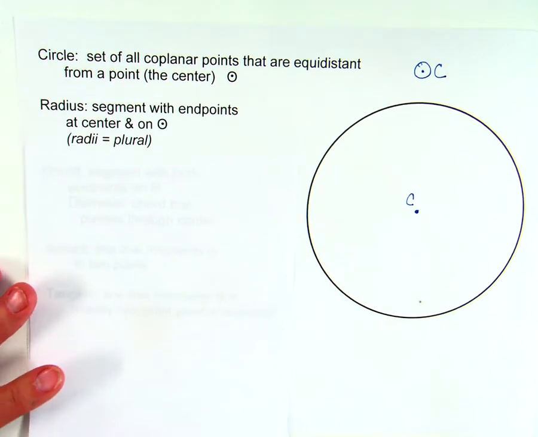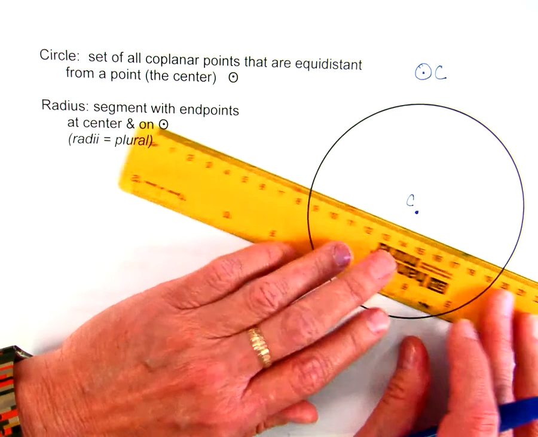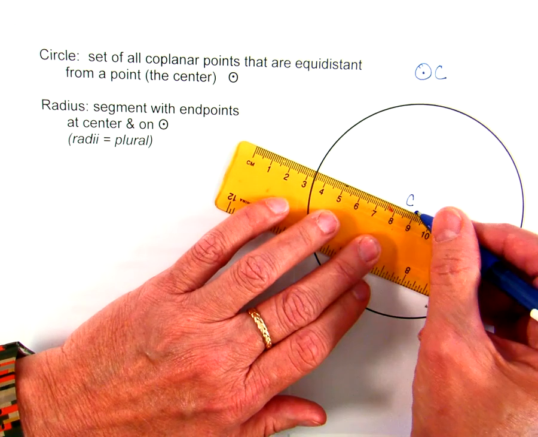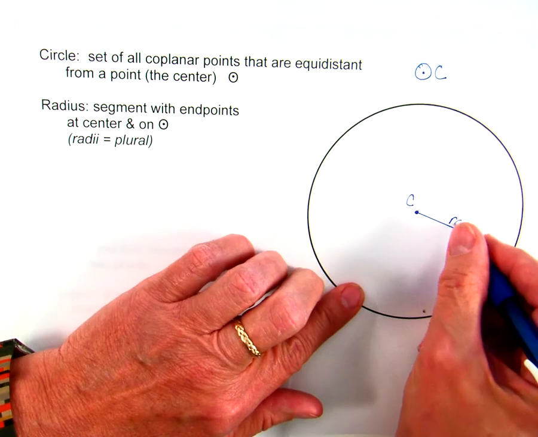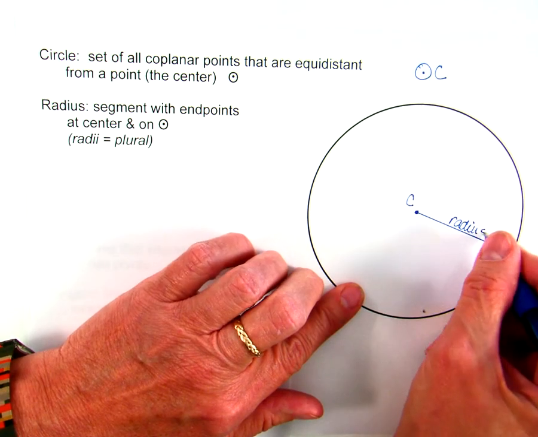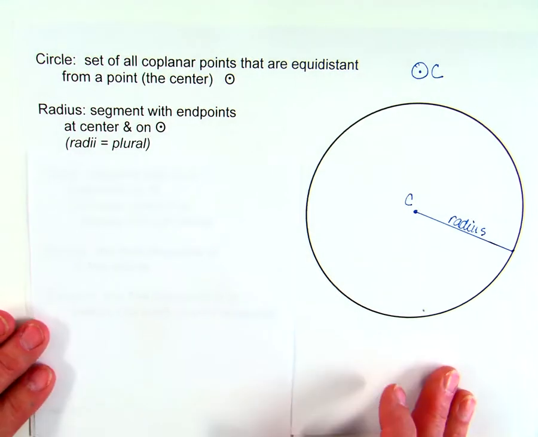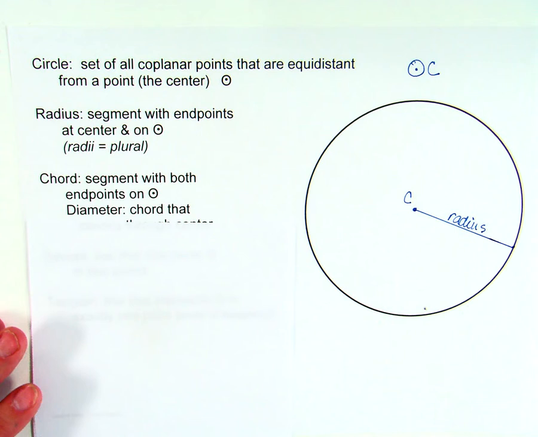First term here, radius. You're familiar with radius. The radius is the segment with endpoint at the center and on the circle. Radii is the plural in the United States. Radiuses is also correct, but try not to spray when you say that.